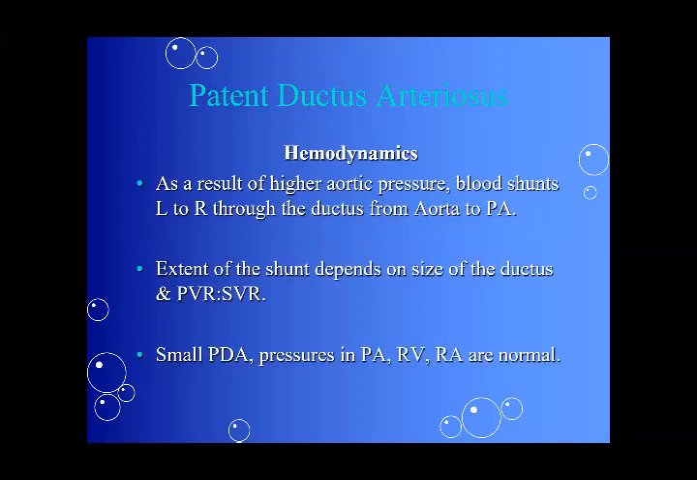Hemodynamically, as a result of high aortic pressure, the blood shunts from left to right through the ductus, from the aorta to the pulmonary artery. The extent of the shunt depends on the size of the ductus and the ratio of pulmonary vascular resistance to systemic vascular resistance. If the pulmonary vascular resistance is low compared to the systemic vascular resistance, a large amount of blood is shunted from left to right. When the pressures in the right atrium, right ventricle and pulmonary artery are normal, it is called a small PDA.